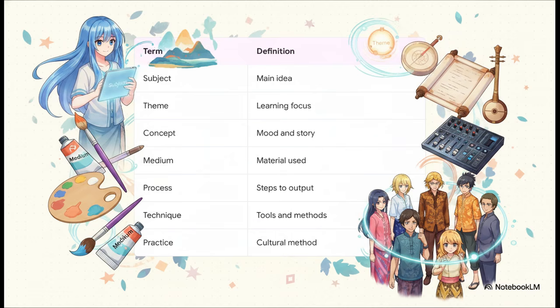Process is the step-by-step recipe taken to achieve the output, while technique focuses on the specific tools and methods used, like exactly how a guitarist plucks their strings. And finally, practice is the established, traditional, cultural way this art has been carried out for generations. Keep all of these in your back pocket as we move forward.